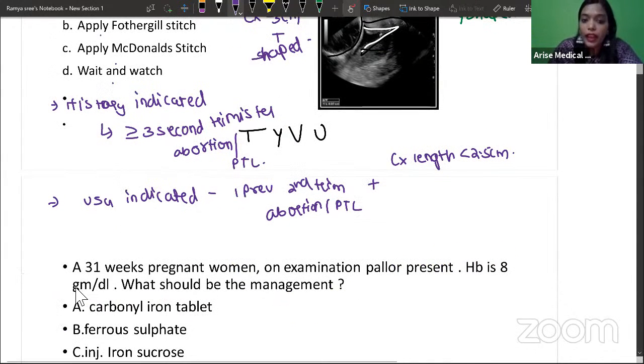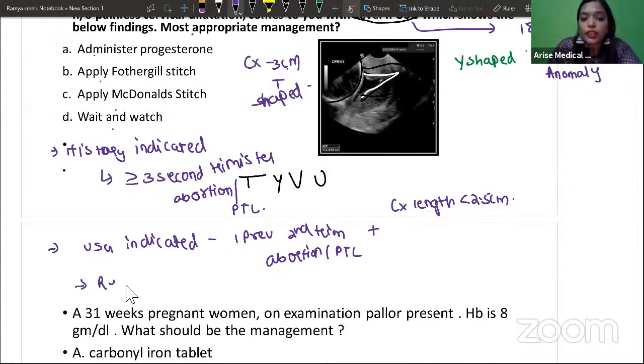Okay. As well, last is the rescue cerclage. Rescue cerclage is where the cervix is dilated and you're putting a stitch. You call it a rescue cerclage. If I tell you the cervix is closed, 3 centimeters and T-shape, and the cervix length is not less than 2.5, I cannot put a stitch.